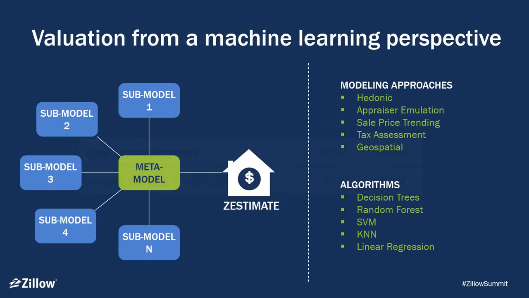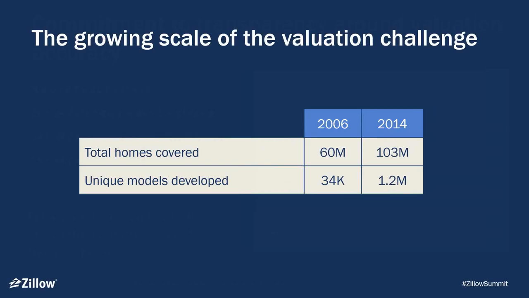Now let's think of the scope of that problem. Back in 2006 when we started, we were focusing on 60 million homes, and that required us to run 34,000 models 3 times a week. Those estimates are updated 3 times a week. Now we've less than doubled the number of homes covered, yet we've way more than doubled the number of unique models run 3 times a week. That moves us from an accuracy of a 13% median error down to 6.9%, or if you round, 7% median error. Now let's talk about what median error means.